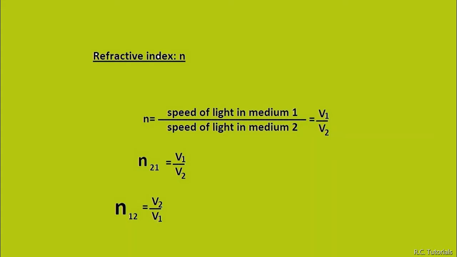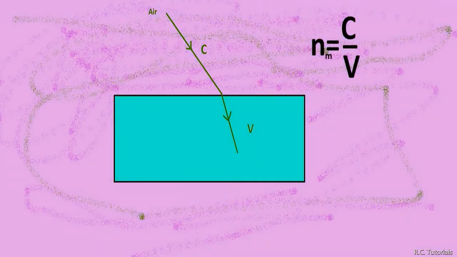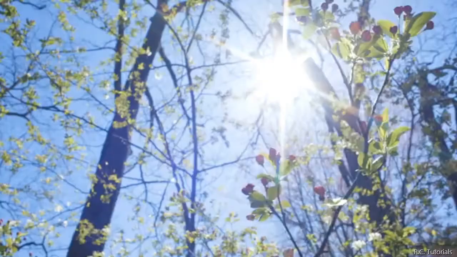Again, if c is the speed of light in air and v is the speed of light in a medium, then the refractive index of the medium is given by nm equal to c by v. This is the formula for absolute refractive index.